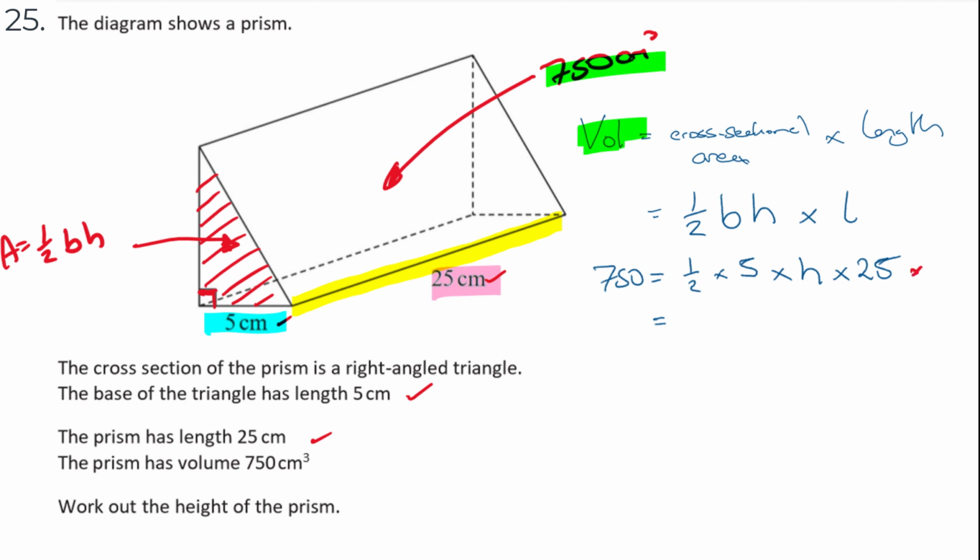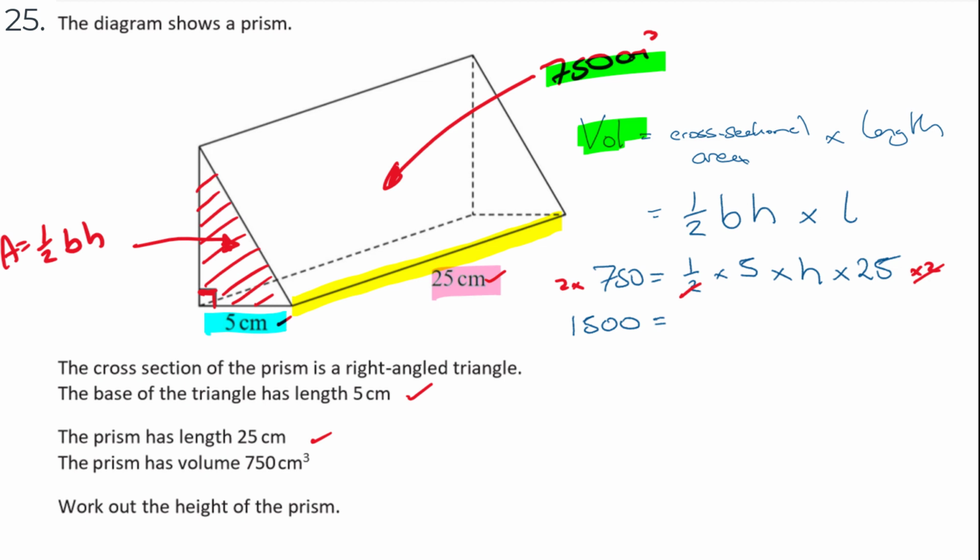I'm just going to get rid of that by multiplying both sides by 2 to start with. I normally see if I can cancel it in one of the other numbers, but they're all odd, so that isn't going to work. So I'm just going to get rid of it by multiplying both sides by 2. So 2 lots of 750, that is 1,500. The half and the 2 will cancel on the other side, leaving me with 5 times h times 25.